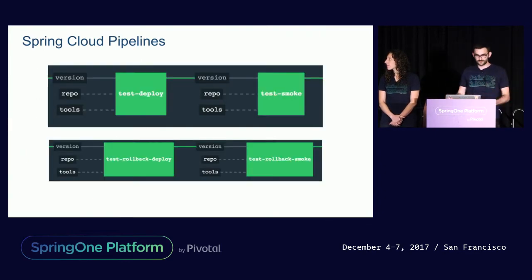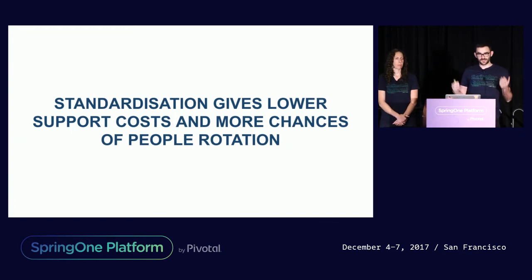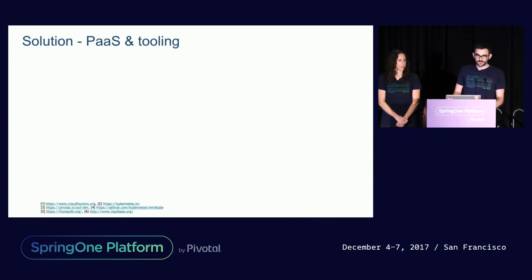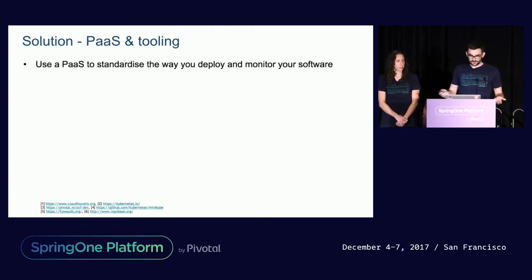So we go further down the pipeline. Test deploy, test smoke, test rollback deploy, test rollback smoke. If we standardize, we lower the support costs, and we can rotate people more easily. Everybody's doing stuff in the same way. So if you're using a platform and certain tooling, you can standardize the way you deploy, monitor your software, or do some sort of upgrades. So if you use a PaaS, the first two things can be standardized, so deployment and monitoring.